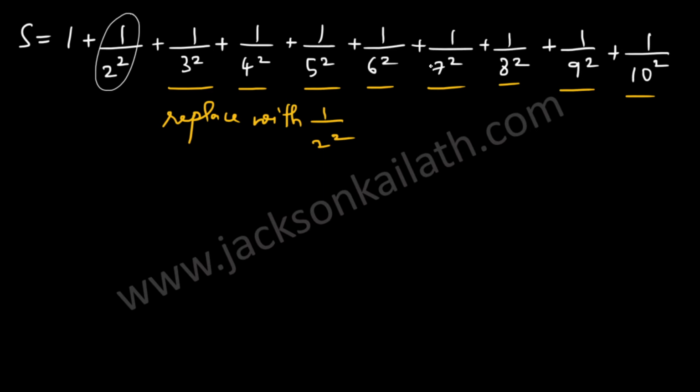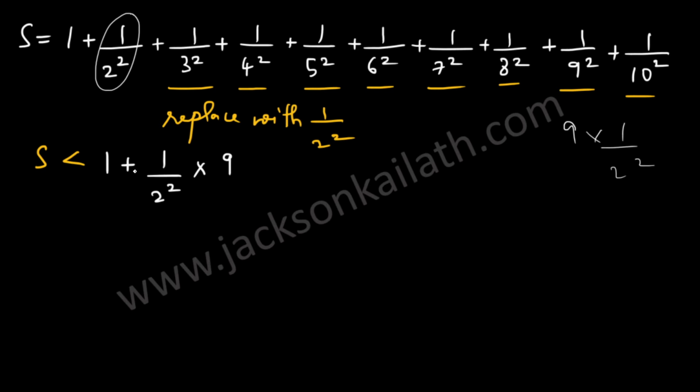Because the denominator is keeping on increasing, each of these is less than 1 by 2 square. So I'm replacing each of these with a value greater than it. So whatever value I get, the value would be greater than s, or s will be less than that value. So let's do that. This would be 1 plus, and then I'll have 9 times 1 by 2 square. So the value 1 plus 9 into 1 by 2 square will be greater than s, or s will be less than this value.